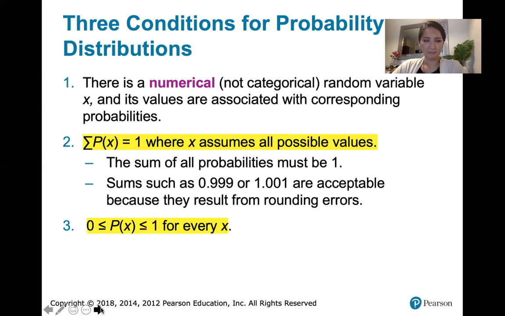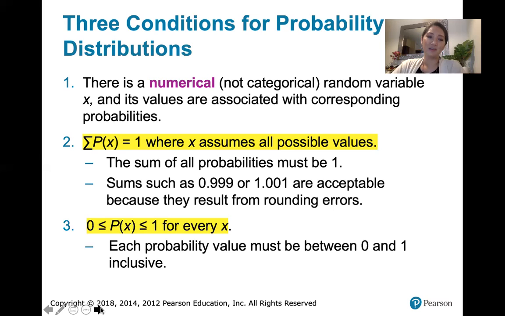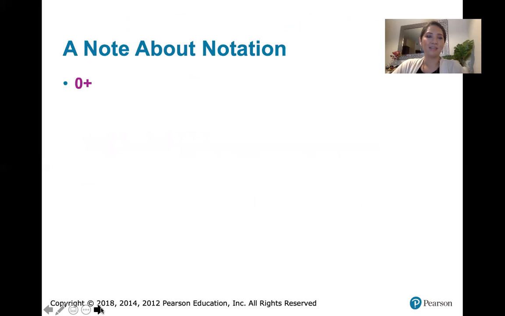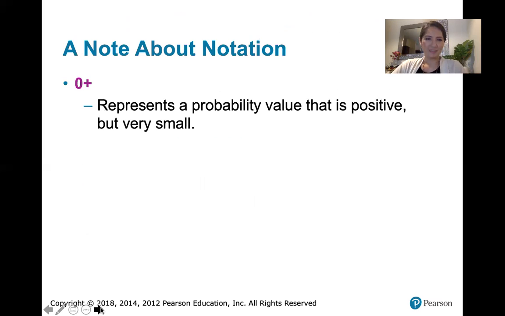Now, for every x value, so that's every value of our random variable, the probability has to be between 0 and 1 inclusive, otherwise it's not a probability. Now, when you're looking at these tables, you might see something like 0 plus listed in that probability column. If you're wondering what that is, this slide will tell you what that's about. This represents a probability value that's positive, but it's very small.